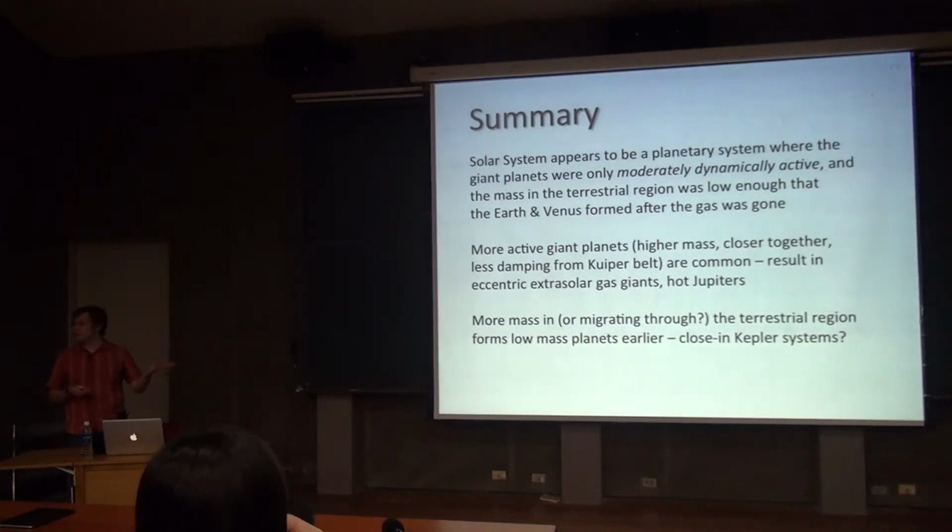The extrasolar planetary systems, you can explore the different regions of the parameter space. You can have more active giant planets where you have violent dynamical interactions between those. Those produce the eccentric giant extrasolar planets we see. They may also produce those inclined planets that are very close to the star. And then you can have other disks where there's more mass in, or perhaps migrating through the terrestrial planet region, that forms these close-in Kepler planetary systems, which don't have any analog in the solar system.